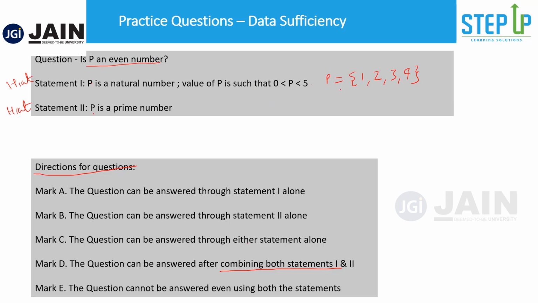Similarly, from this, can I say, is P an even number? No. It can be 1, it can be 2, it can be 3, it can be 4. So I don't know, right? It can be anything. Okay, second hint. Let's go to the second hint.